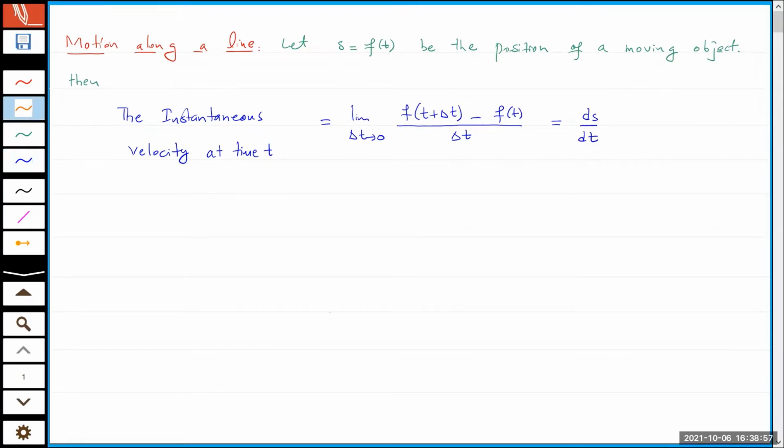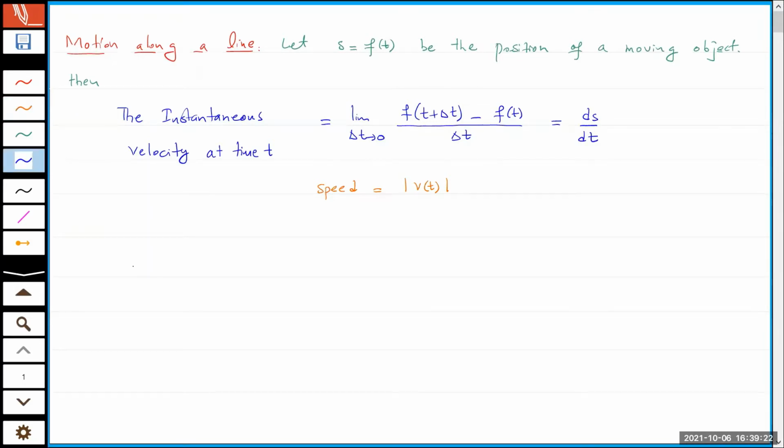Speed is always the absolute value of the velocity. So speed would always be positive, but velocity will have a direction to it. It would be positive or negative. Positive would mean that we are moving forward. Negative would mean that we are moving in the backward direction. But speed is always positive. We take the absolute value of v.